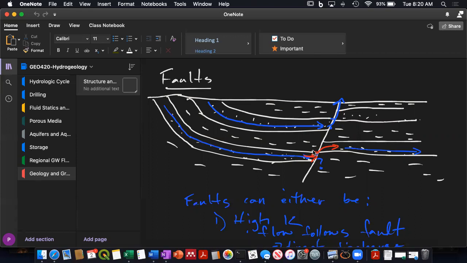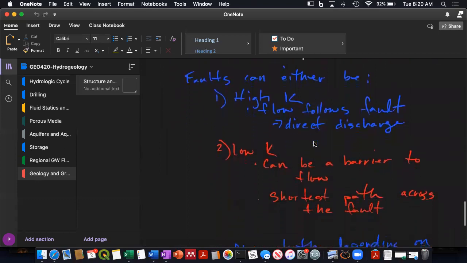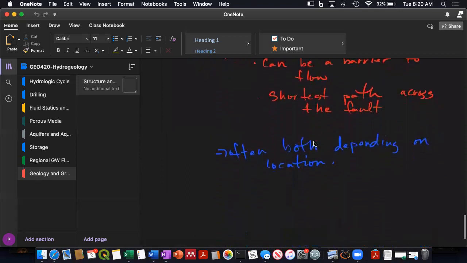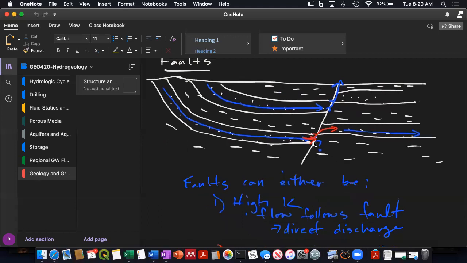We'll talk about fractures here in a second. Then you'll have a high hydraulic conductivity. So really, it's the degree of gouge that controls this. How much fines, how much broken up and ground up bits of rock are in the fault. And a single fault can be both high K and low K. The gouge is really heterogeneous, it turns out, in most faults.